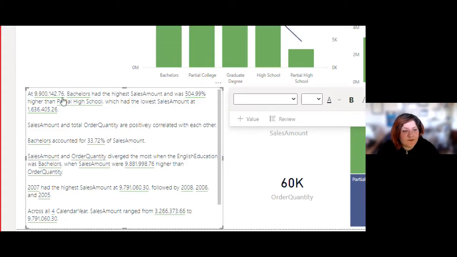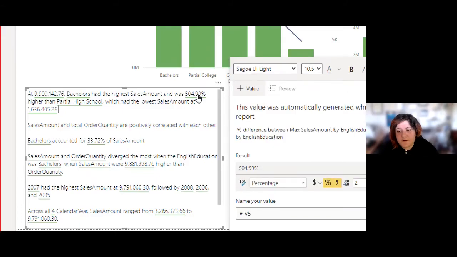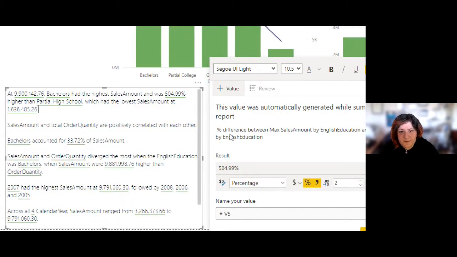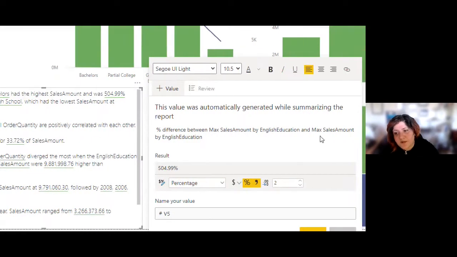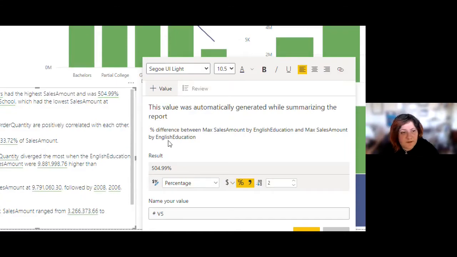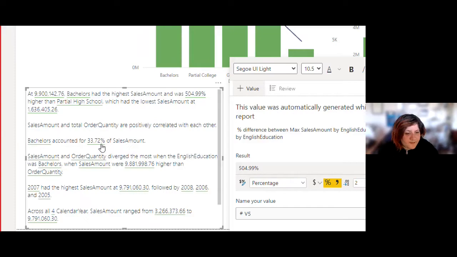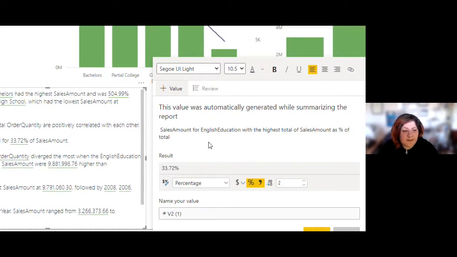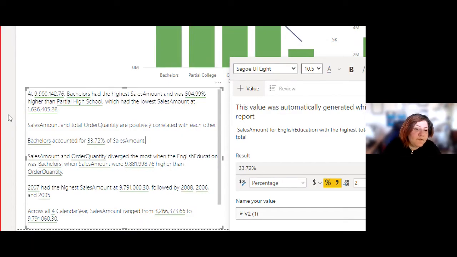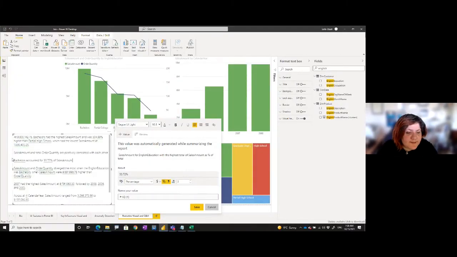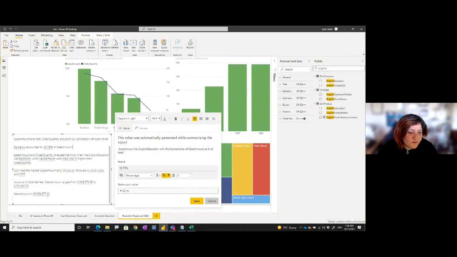First of all, I should mention, these come from calculations. For example, that is the percentage difference between max sales amount by English education and max sales amount by education. Or for example, if I click on the other one, you can see the data going through that, and it provides an explanation of what is happening in your data.